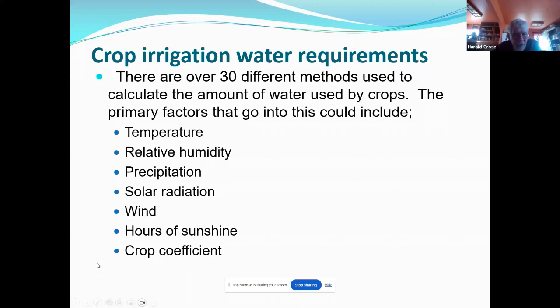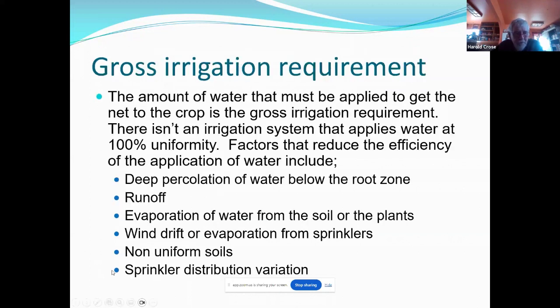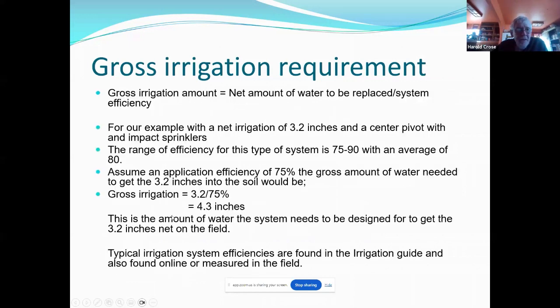Each crop takes water a little bit different and a little bit more, and I'll show you a table for that. So non-uniform soils, we talked about that. We talked about wind drift. We talked about water, soils or plants, distribution variation, and non-uniform soils. We've pretty well covered that so far, so I'm not going to go back into that.